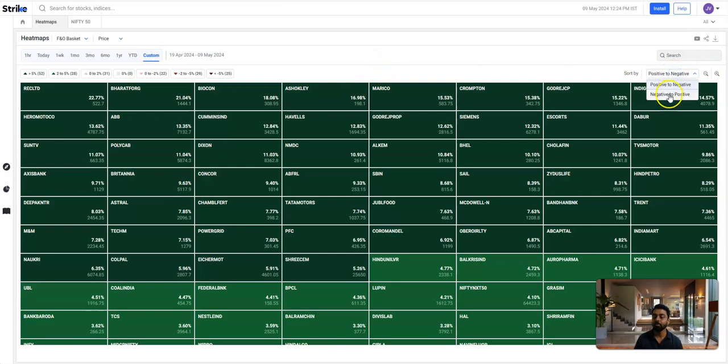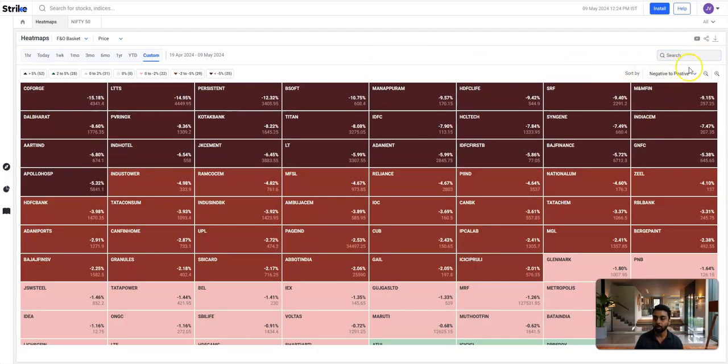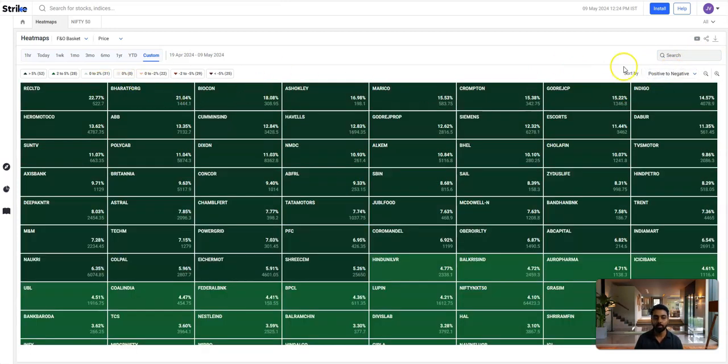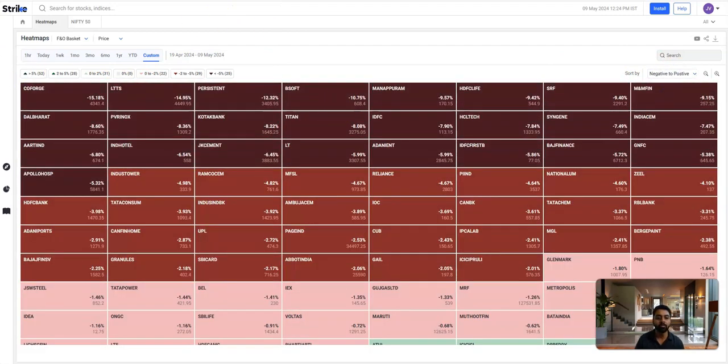At the same time, if you want to see who are the underperformers, you can simply sort by negative to positive, or obviously, on this page you can also scroll down. If I do negative to positive, you would mostly see all the IT stocks appearing over here, like Coforge, LTTS, Persistent and all. So these might be the stocks where I may want to look for sell setups as and when they develop. But like I mentioned earlier, this in itself doesn't tell you to buy or sell the stock, but it will tell you which are the strong and the weak stocks.